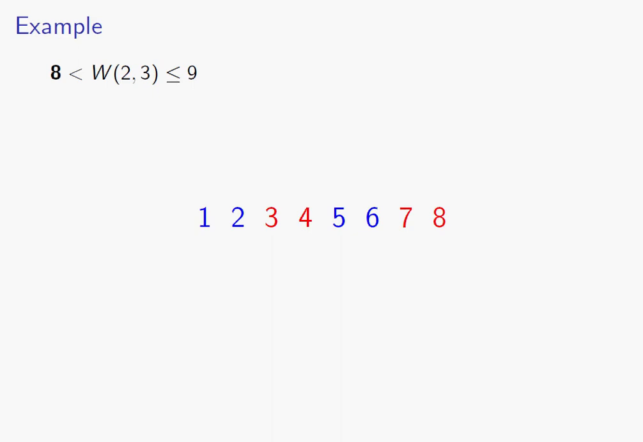Now, for the lower bound, we'll see a strict lower bound of 8 here, and it's simply from this painting of the integers from 1 to 8. 1 and 2 are blue, 3 and 4 are red, 5 and 6 are blue again, and 7 and 8 are red again. It's simple to check that there are no three-term arithmetic progressions all of the same color.